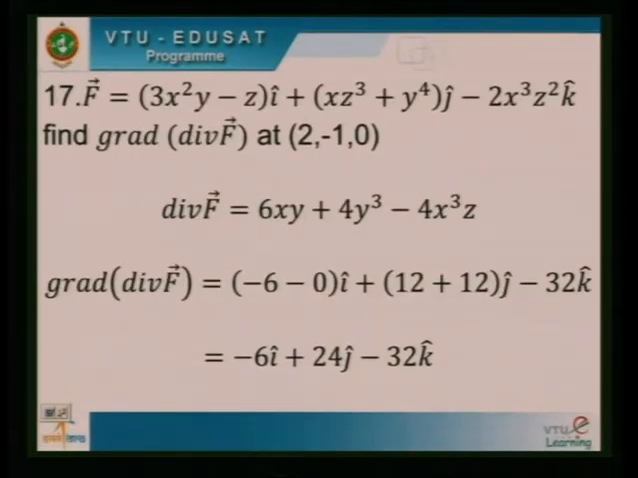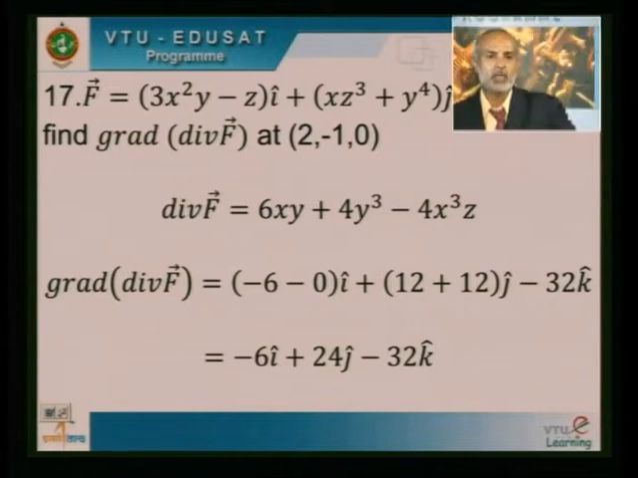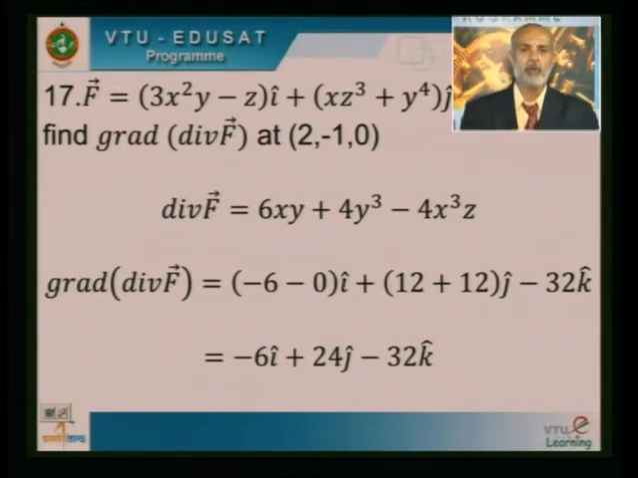Next, if f vector is equal to 3x squared y minus z i cap plus xz cube plus y to the power of 4 j cap minus 2x cube z square k cap, find gradient of divergence of f vector at 2, minus 1, 0. See, first you find the divergence of f vector. Divergence of f vector means dou f1 by dou x plus dou f2 by dou y plus dou f3 by dou z.